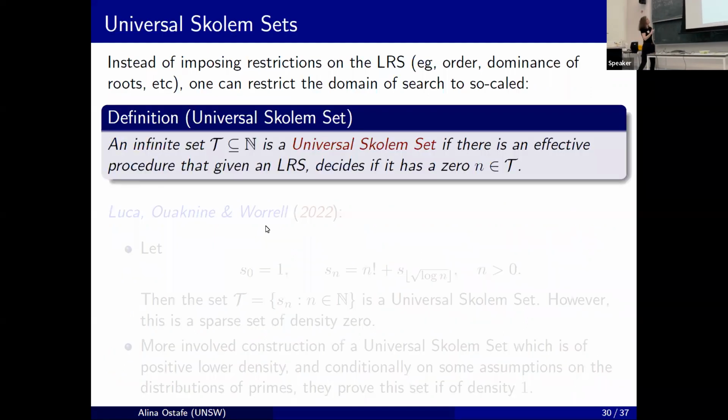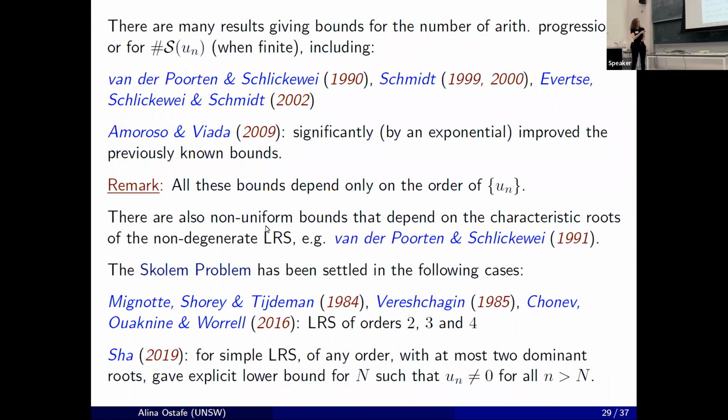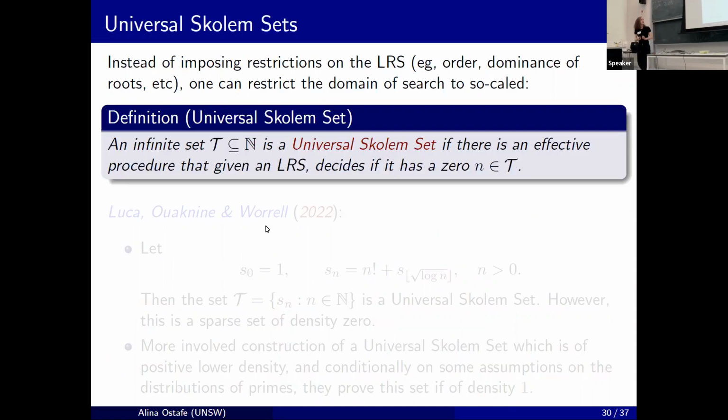Let me also mention, before I come back to specializations, that in the previous results, several conditions have been put on the linear recurrence, either on the order or on the dominance of the roots. However, a new point of view has been very recently introduced by Luca, Wankin, and Vorel. They said, let us not put restrictions on the sequence, but let us reduce the domain where we look for zeros.